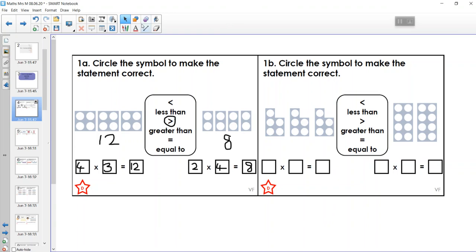Okay, so let's have a look. It says circle the symbol to make the statement correct. Am I going to go for less than, greater than, or equal to? Well, I've got 1, 2, 3, 4, 5. I've got a 5 there, and I've got 5 3 times. 5 times 3 is 15.